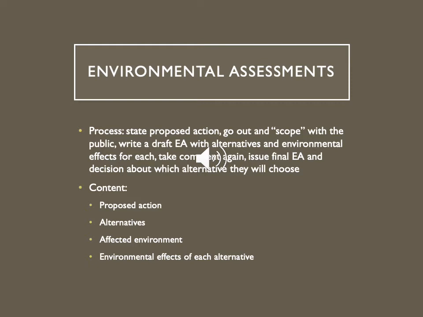Then we're going to describe what's the affected environment. So what do we need to consider? Is it soils? Are there threatened and endangered species out here? Is there a lot of recreation? What are the environmental resources we're looking at? And then we'll describe in chapter 4 the environmental effects to all of those resources for all of the alternatives.